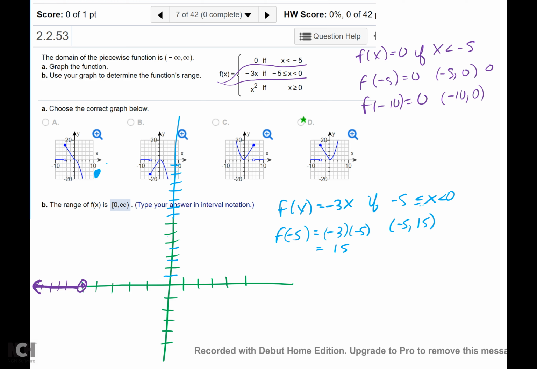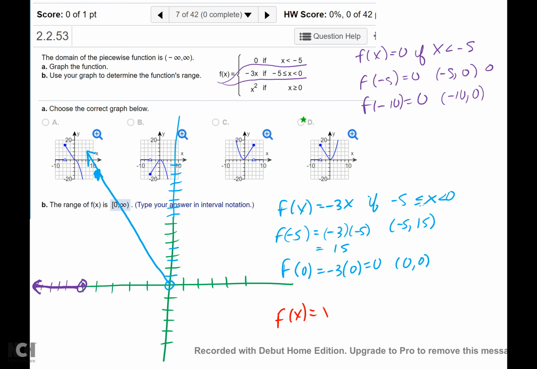Okay, and then let's see. I got to pick something other than negative 5, so pick 0 because that's the other limit. If I pick 0, I get negative 3 times 0, which is 0. So that's going to go through (0, 0), and that one's not going to be included. So I have an open circle there, and a closed circle there. And if I connect that, I get this. Alright, so there's the middle one.